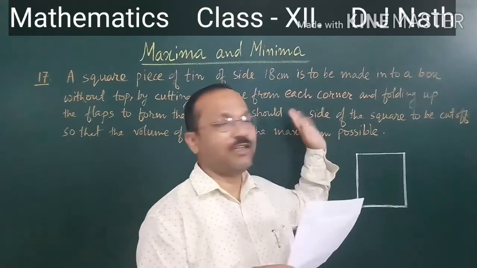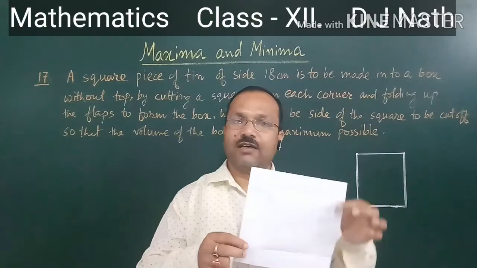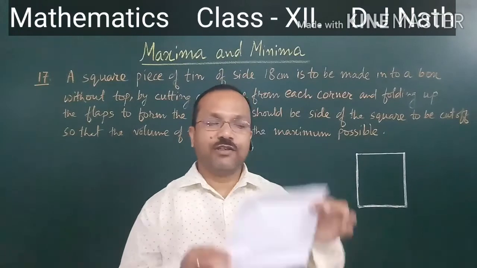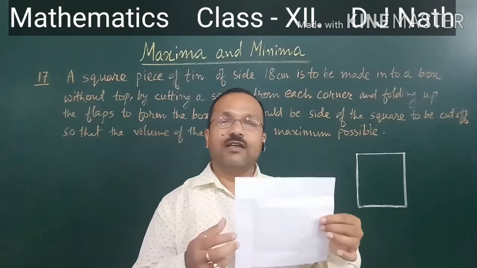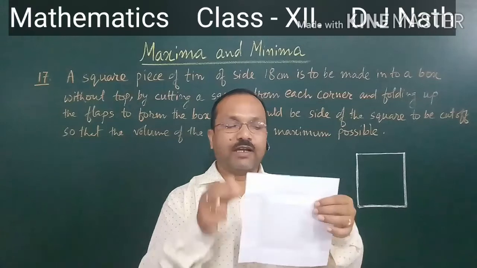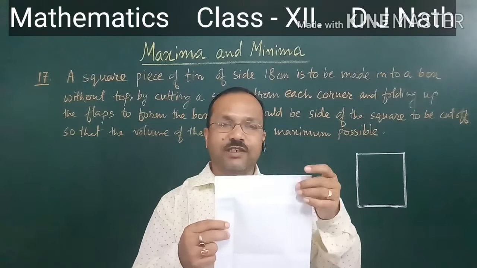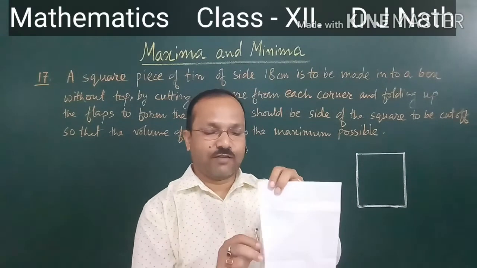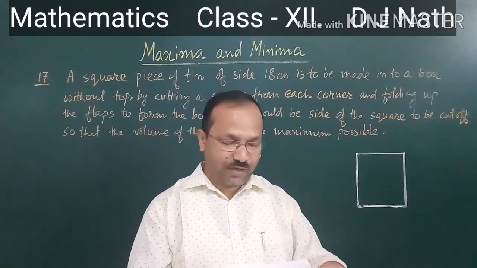It is an industrial question, for industrial purpose. So how can we, with minimum material, give the maximum output? That kind of question. A square sheet of tin piece is given to you and you have to make it into an open box by cutting a square from each corner of the tin sheet. Then what will happen? It will become an open box.